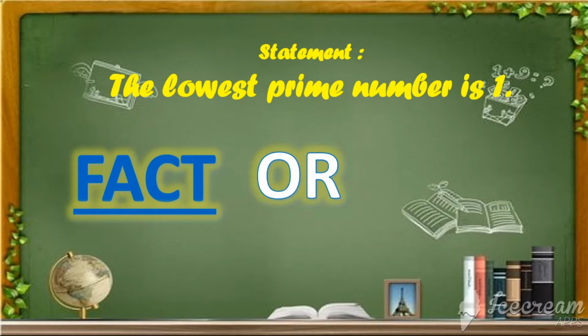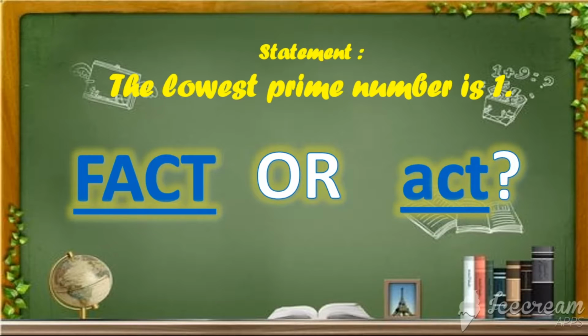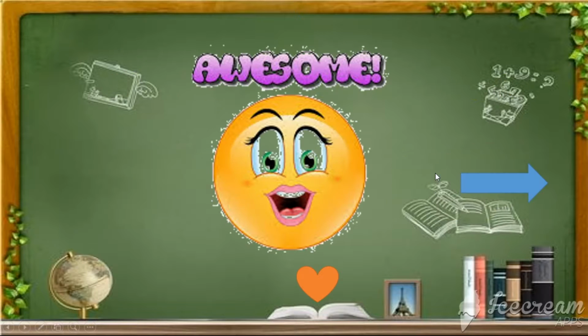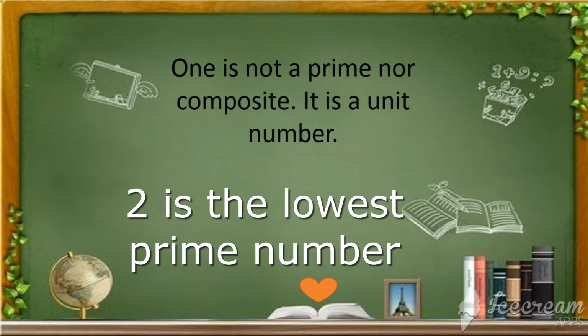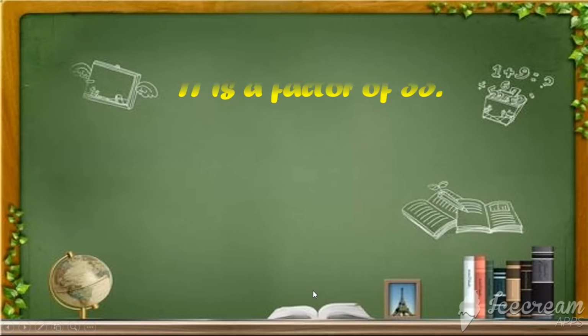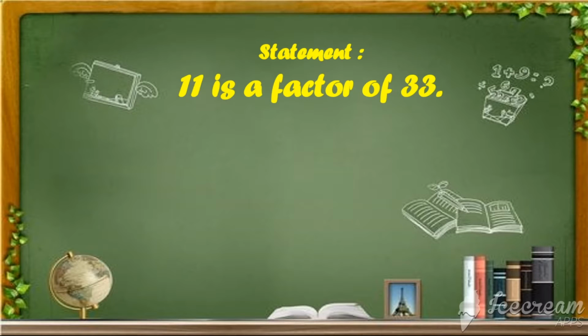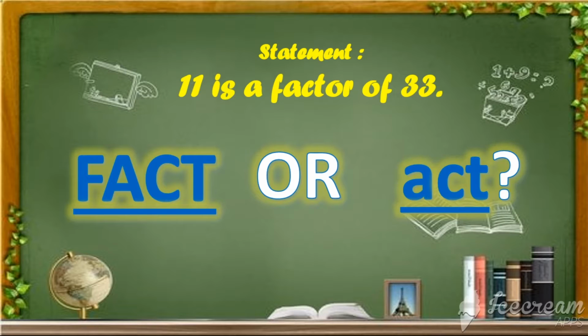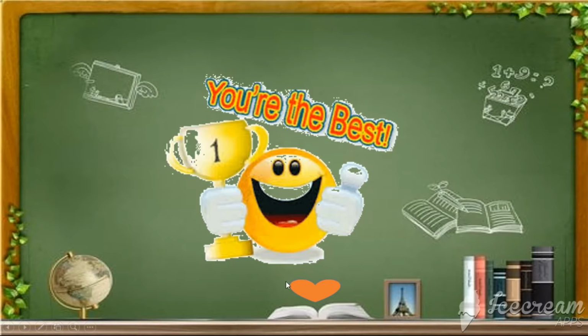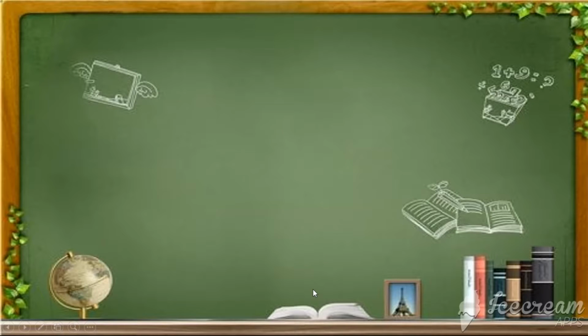For our next statement, the lowest prime number is 1. Is it a fact or do we need to act? We need to act on it. Why? Because 1 is not a prime number nor composite. It is a unit number. Let's proceed. 11 is a factor of 33. Is it a fact or do we need to act? It's a fact. Very good.